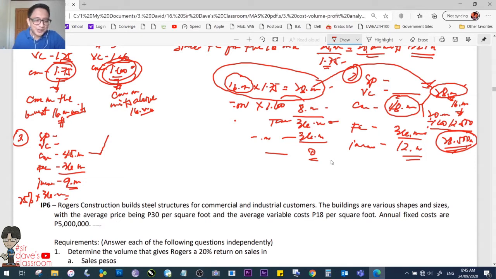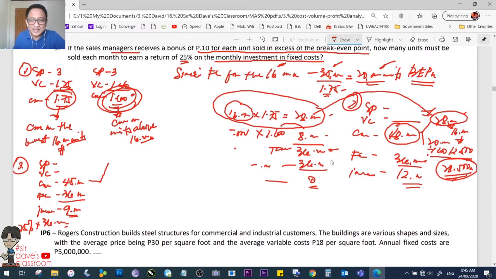Alright? So it has been resolved already that the first 16,000 will bring you 28,000 pesos in contribution margin. So this is 28,000 from the first 16,000 units. Okay? Ano pa? 8,000 pesos comes from how many number of units? It comes from 5,000 units. Sir, bakit na naman yan? Eh, di ba na-resolve na natin yan?